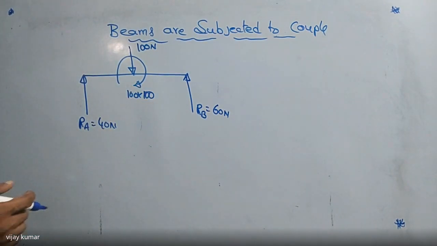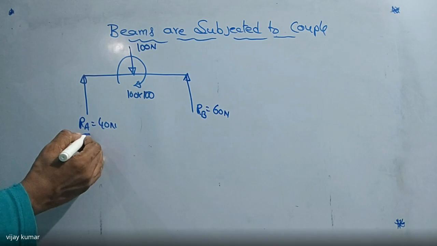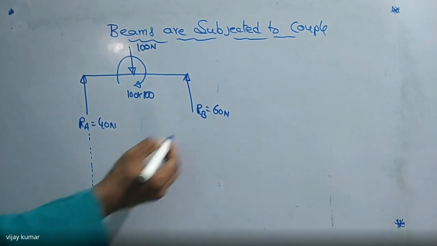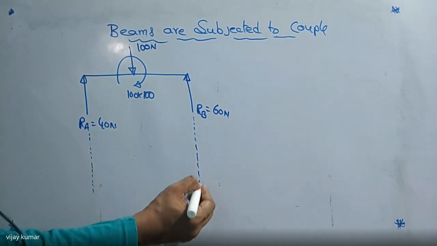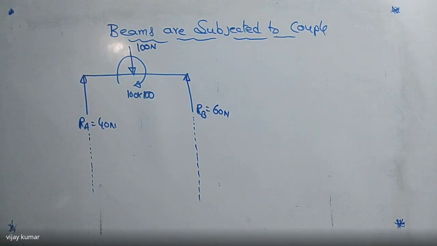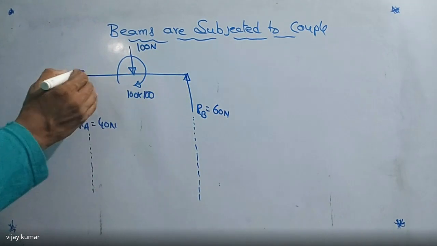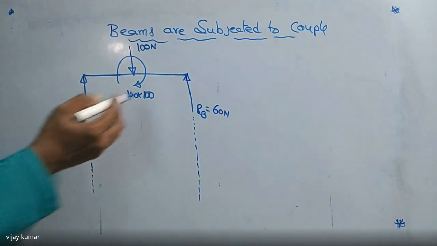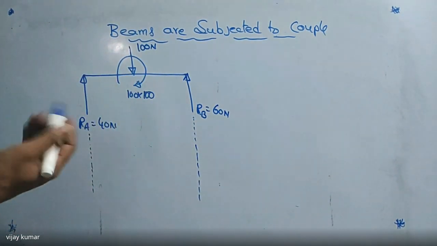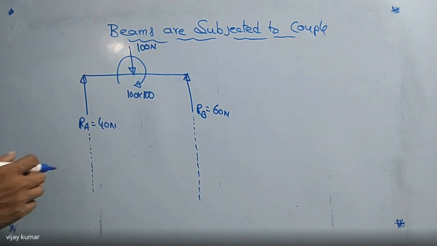100 into 100 is the value of the couple. Okay, right. So how to draw the bending moment diagram here? The shear force diagram is very simple. I'll show you how to draw both the shear force and bending moment diagram for this case. It is a simply supported beam. Moment at this point is zero. All of you know it. I told you yesterday.